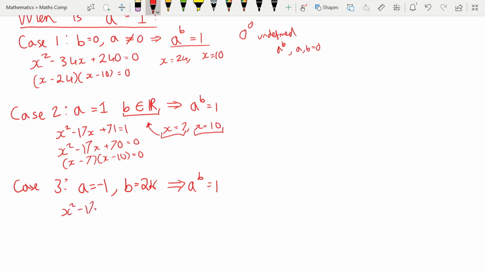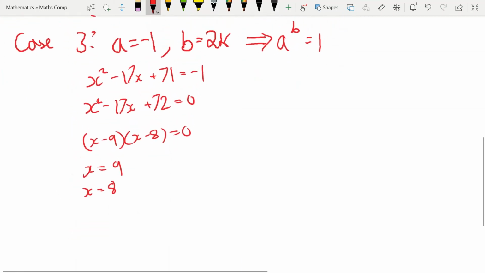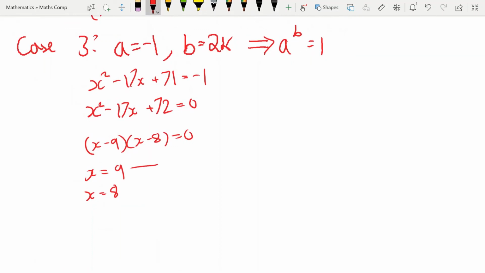minus 17x plus 71 is equivalent to minus 1, this gives the following quadratic of x squared minus 17x plus 72 is equivalent to 0. The simple factorization of x minus 9 and x minus 8 will give the roots x equals 9 and x equals 8. We will need to check if we plug x equals 9 and x equals 8 into the exponent if they give an even or an odd number.